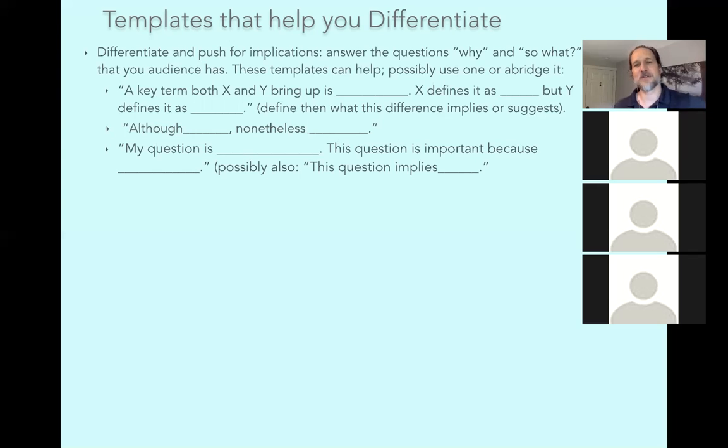Third one is: my question is blank. This question is important because, or this question implies. Sometimes just being flat out with your terms, just saying it's important, it implies, those are really helpful structures. They're just very clear. They're bell ringers. We all know where you're going. We all know what you're saying. It's not bad to be extremely explicit in academic writing.